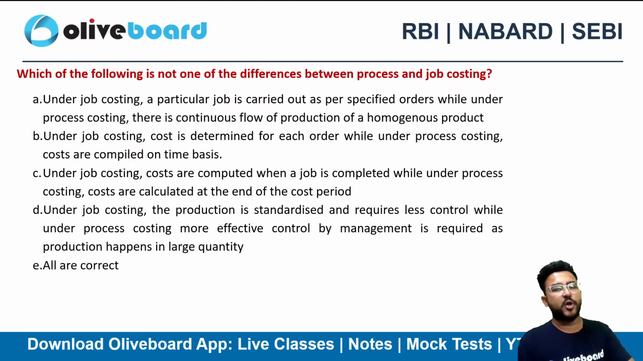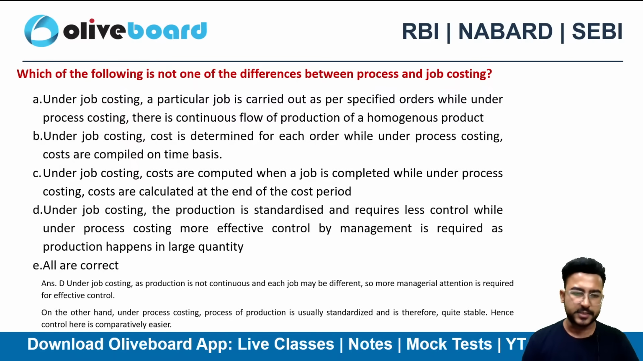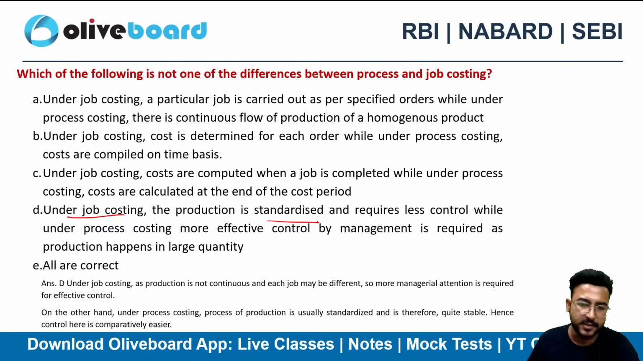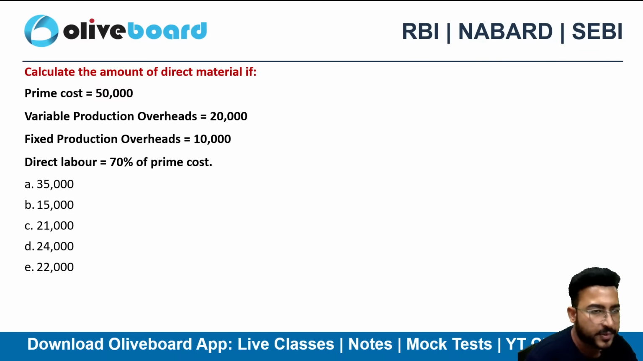Process costing and job costing. What is the difference between process costing and job costing? Under job costing, production is standardized and requires less control, while under process costing there is more effective control by management, as the production happens in large quantity.